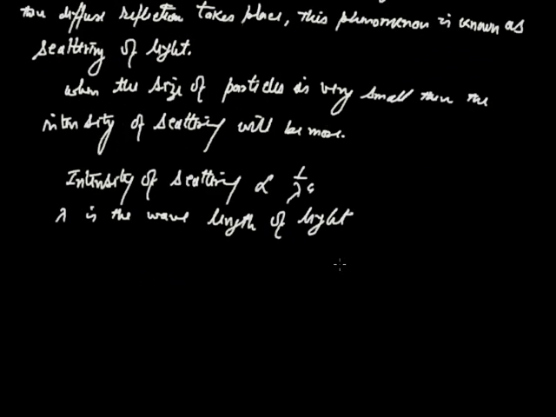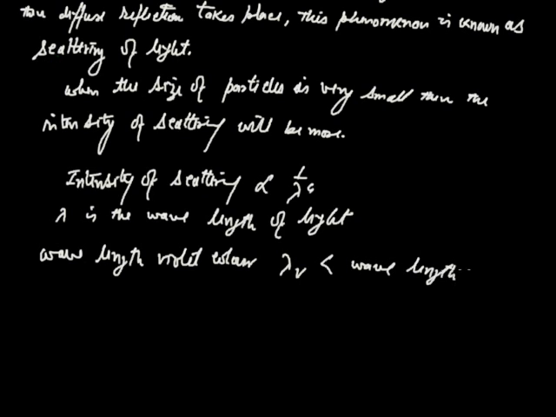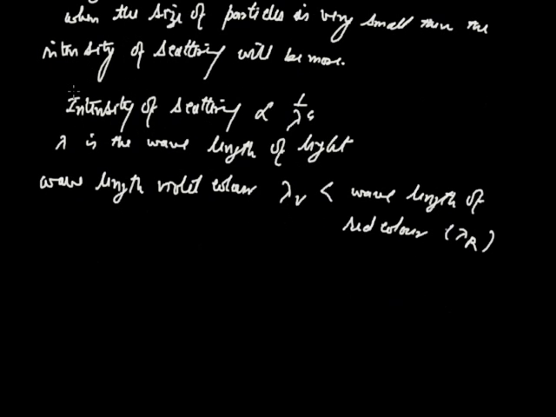It means if we fall white light on small particles, then the violet color will scatter more. The wavelength of violet color, lambda V, is less than the wavelength of red color, lambda R. It means when white light falls on the small particles, then violet color will scatter more in comparison to the red color.